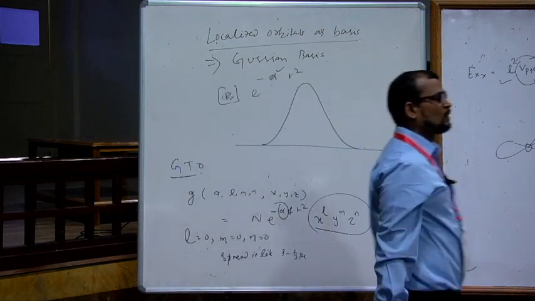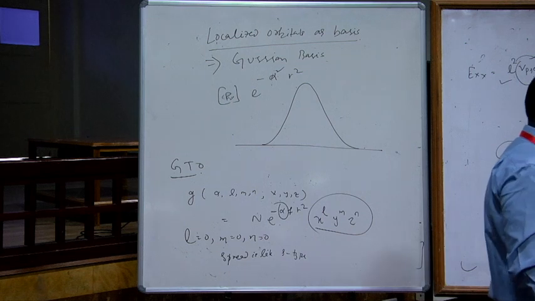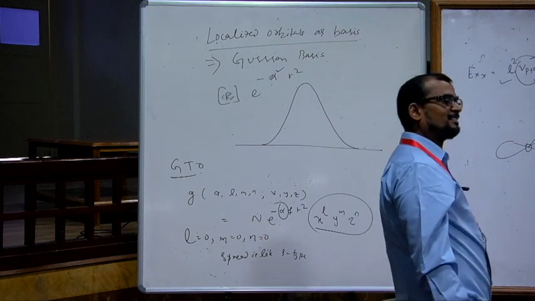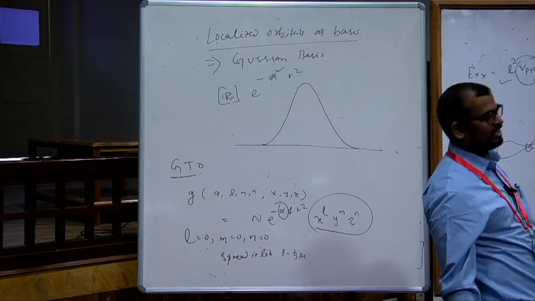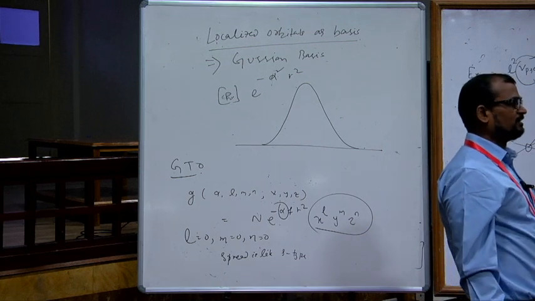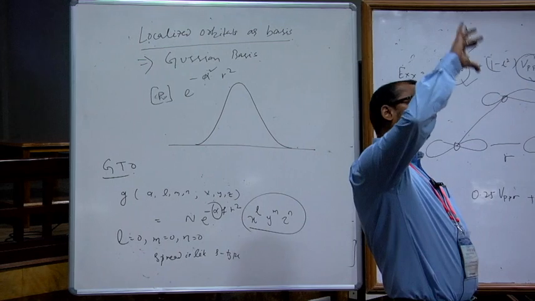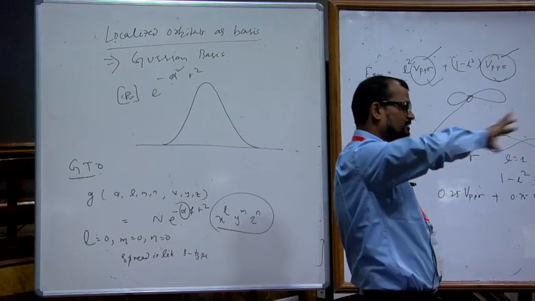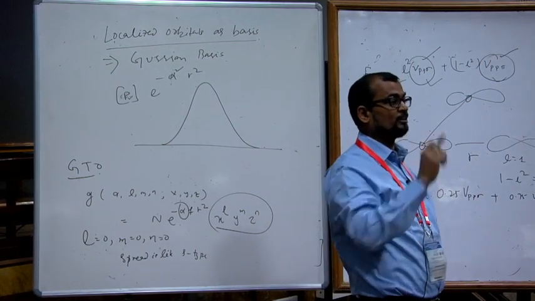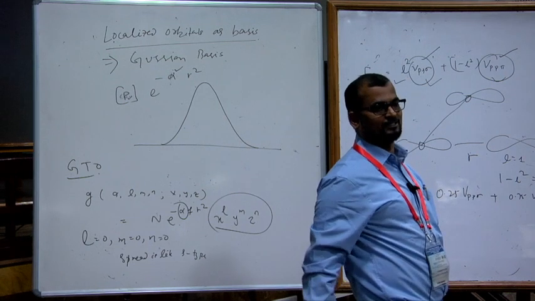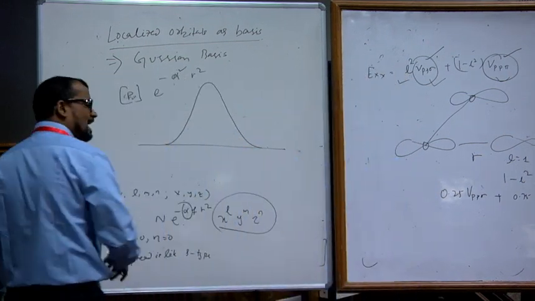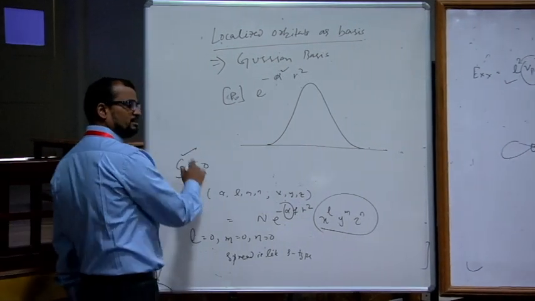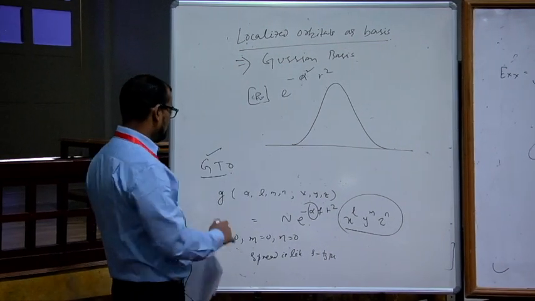If your L is equal to 1, M is equal to 0, N is equal to 0, your spread is X type. Similarly, you can create a Y type or Z type orbital, which resembles, I am not saying exactly, your atomic orbitals S, P_x, P_y. So you tend to form the atomic type orbital from the Gaussian expression of this form.